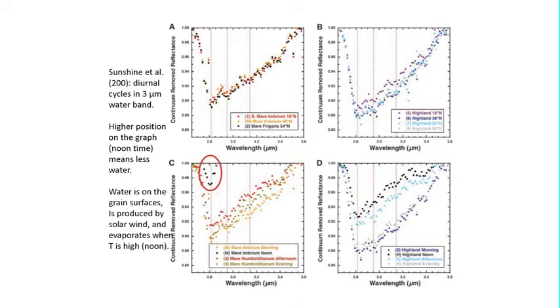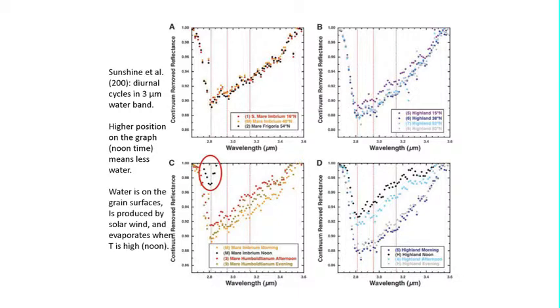This is a different instrument on a different spacecraft, and Sunshine is the author, and it's just coincidence that she discovered this effect of sunshine. But down means a deeper absorption in the 3-micron band, which means down is more water. And so let's see if we can read this.